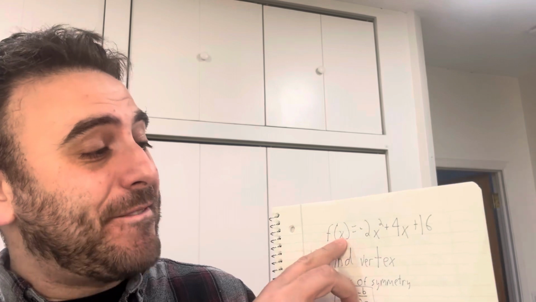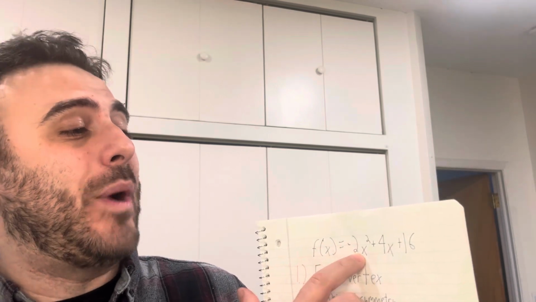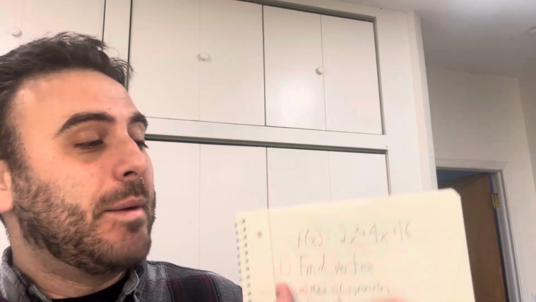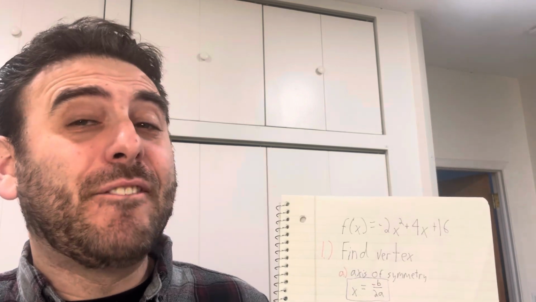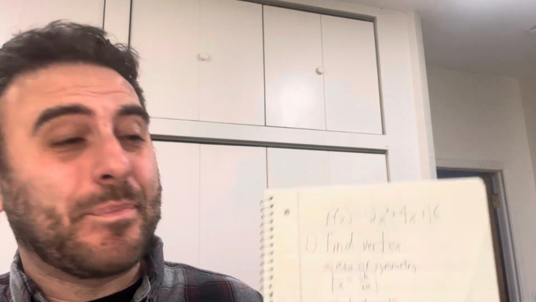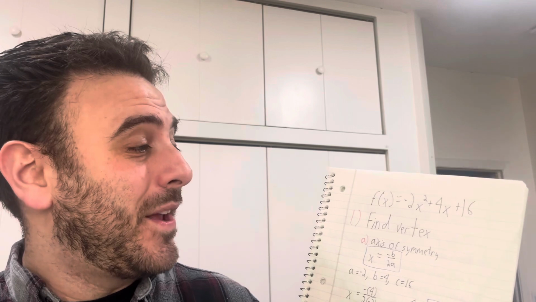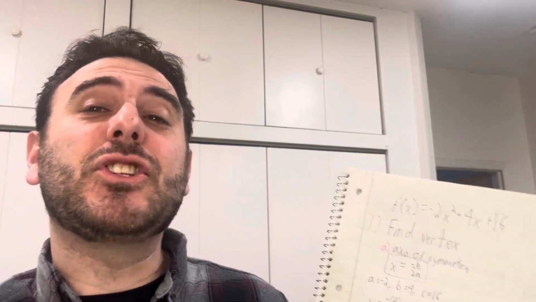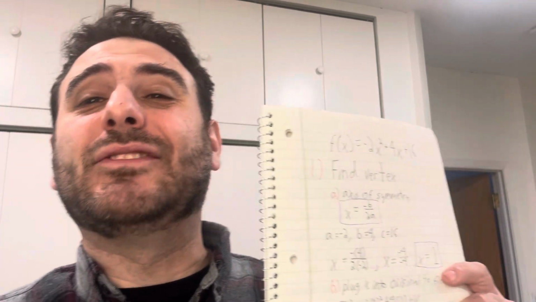Hi, my name's Ira, and today we're going to take the function f of x equals negative 2x squared plus 4x plus 16, find the vertex, and then graph it. Let's get started. To find the vertex, the first thing we need to find is what's called the axis of symmetry. That's what cuts the graph in half.